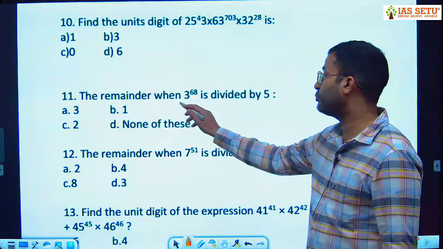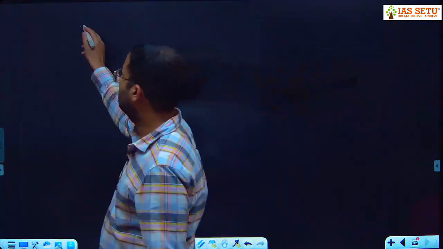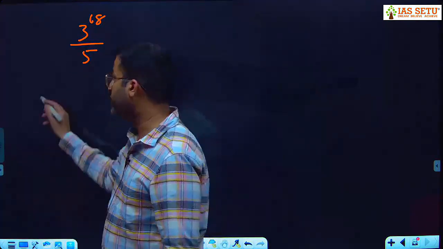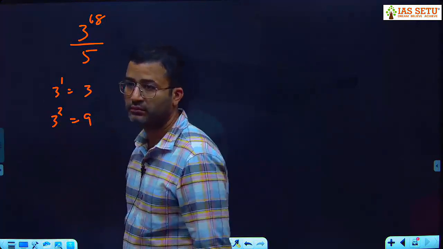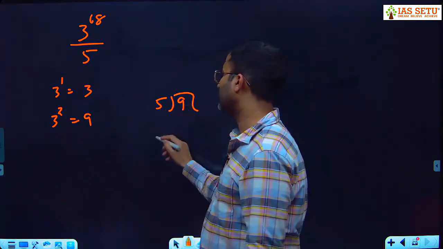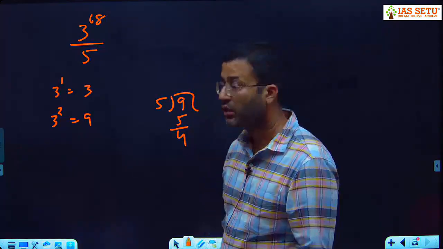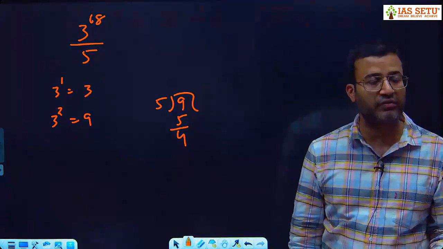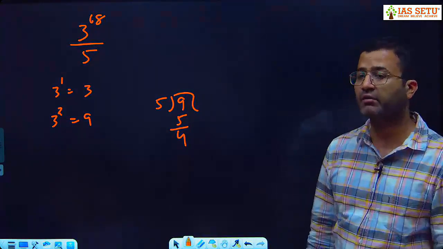One is 3 is to power 68 divided by 5. 3 is to power 1 3. 3 square 9. Tell me, when I divide 9 by 5, what is your remainder? 4 minus 1 also. It is 4 chocolate extra or 1 chocolate less. 9 divided by 5 give you positive remainder 4, negative remainder 1. Here negative remainder 1 will help.